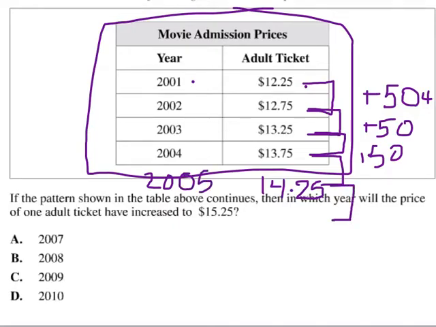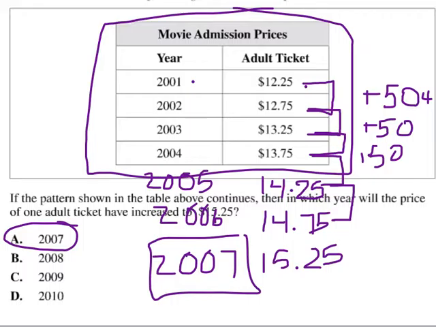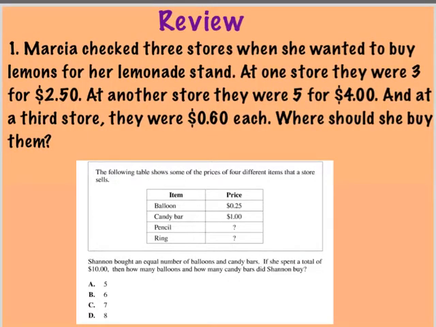So the strategy I'm using here is to make a table or chart. It's already started for me. Add another 50 cents, and in 2006, it will be $14.75. Add another 50 cents, and it will be $15.25 in 2007. And there's my answer. So we're really just using the strategies we've been learning all year, but they're actually much simpler, which is always fun. And here's your review for today.